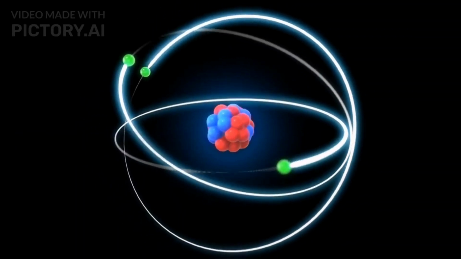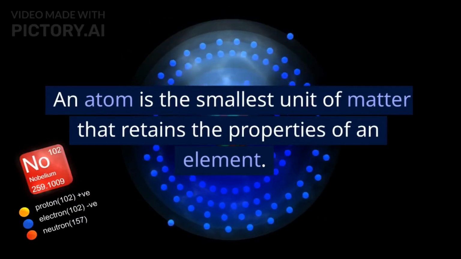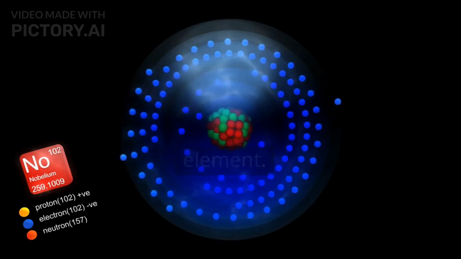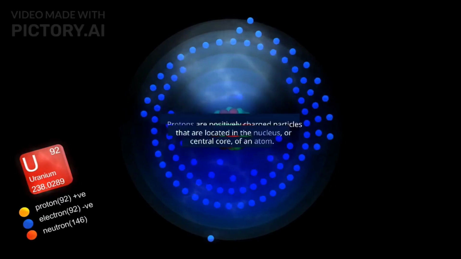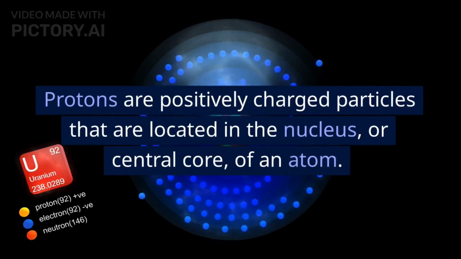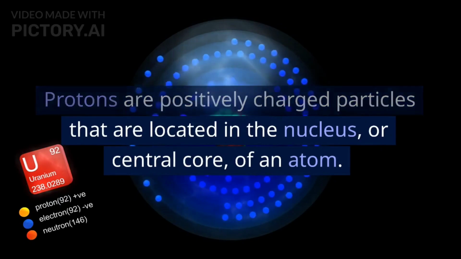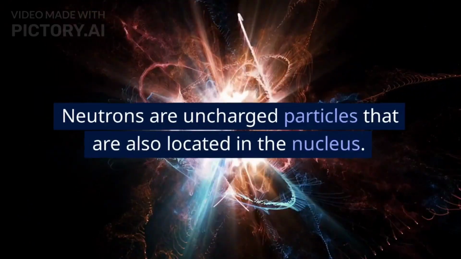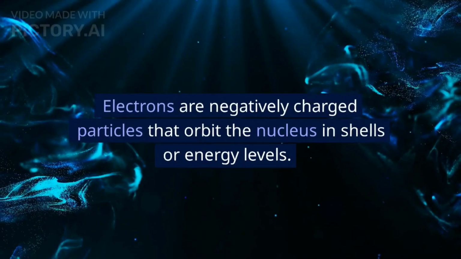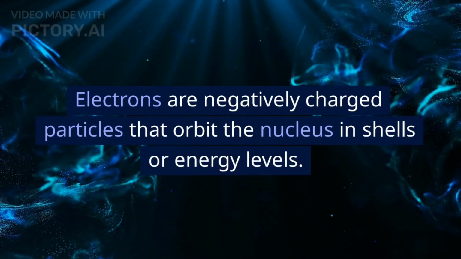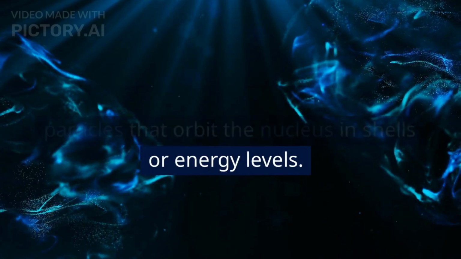What is an atom? An atom is the smallest unit of matter that retains the properties of an element. It is composed of three types of subatomic particles: protons, neutrons, and electrons. Protons are positively charged particles that are located in the nucleus, or central core, of an atom. Neutrons are uncharged particles that are also located in the nucleus. Electrons are negatively charged particles that orbit the nucleus in shells or energy levels.